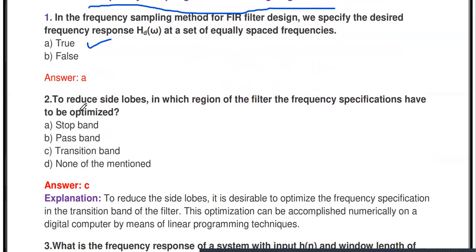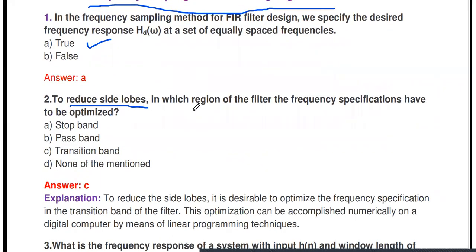Then the next one: to reduce the side lobes, in which region of the filter does the frequency specification have to be optimized? While designing the filter, in order to reduce the side lobes, the side lobe is the unwanted band, and the main lobe is our wanted pass band. So in which region do we have to take the frequency specification to be optimized? We have to take the transition band region.